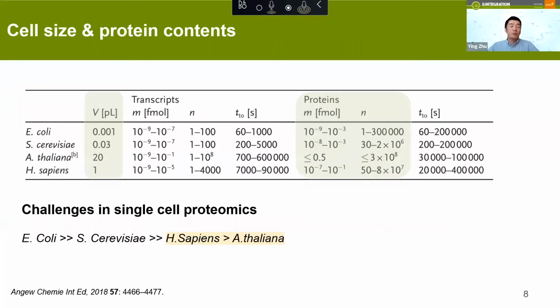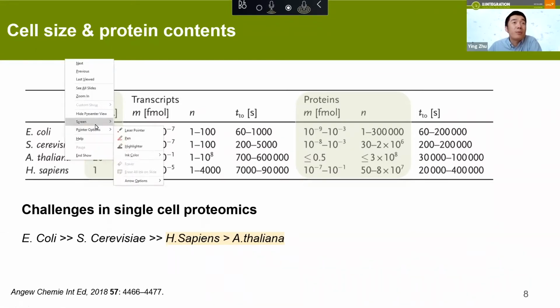When we consider doing single cell or near single cell proteomics, we also need to consider the species of the samples. So here is a very good table to summarize the four commonly analyzed species: bacteria, like E. coli, and yeast, and plant. Also human cells.